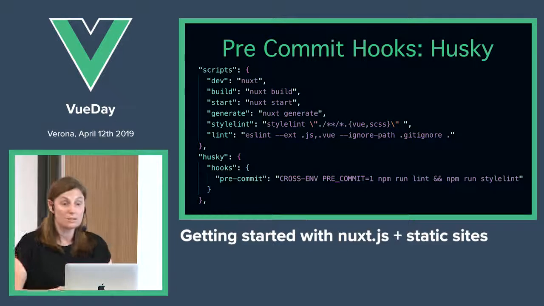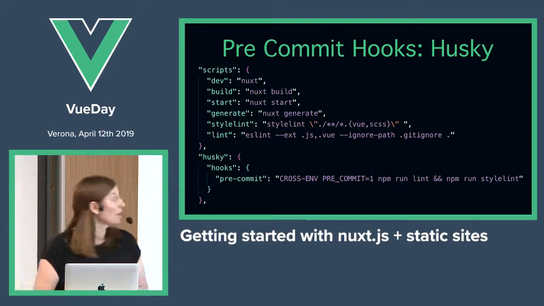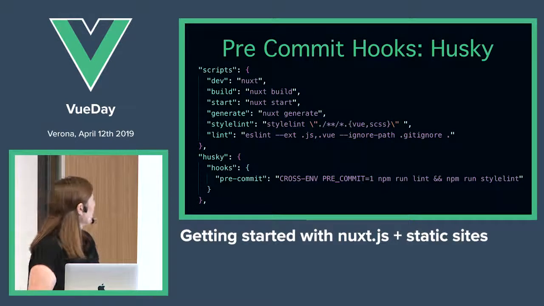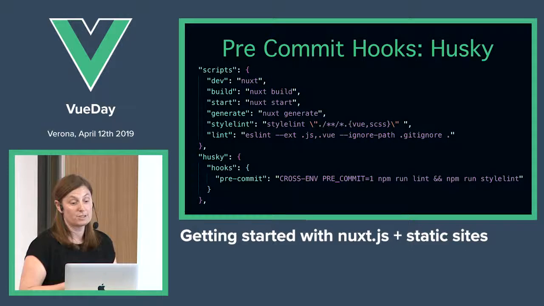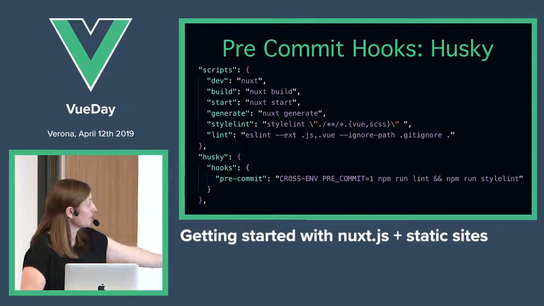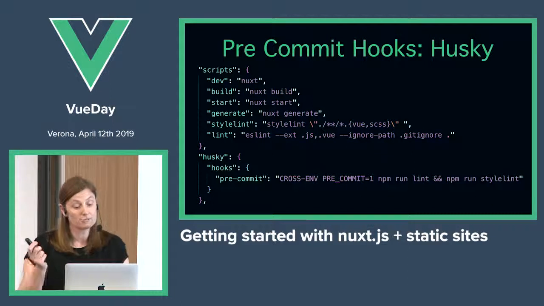Pre-commit hooks. So I use Husky. Basically for your pre-commit hooks, you normally get this already: your dev, your build, your start, and on your generate, that's all done. And you add in your style lint and your lint if you're using those. Then you just say Husky with your hooks, pre-commit is, use your cross-env variable, PRE_COMMIT equals 1, and then npm run lint and run your style lint.